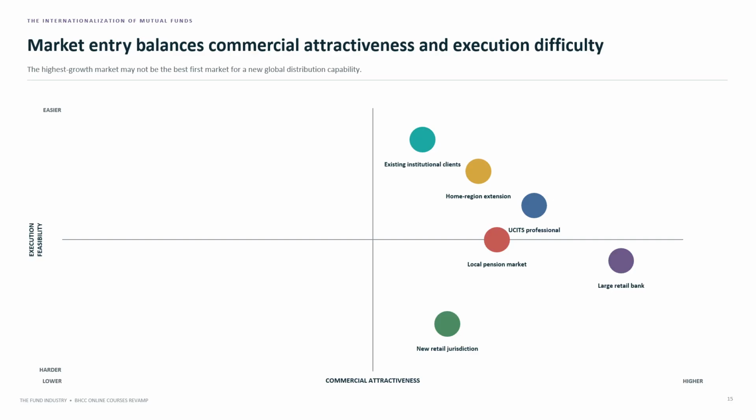Sequencing matters. A firm can build capability through adjacent markets before attempting the most complex retail launch. That creates evidence, provider relationships, and operating muscle. The biggest market is not automatically the best first market. In global distribution, ambition without sequencing is simply a more international form of impatience. Start where the firm has a credible path to win, learn, and scale, then expand with evidence.